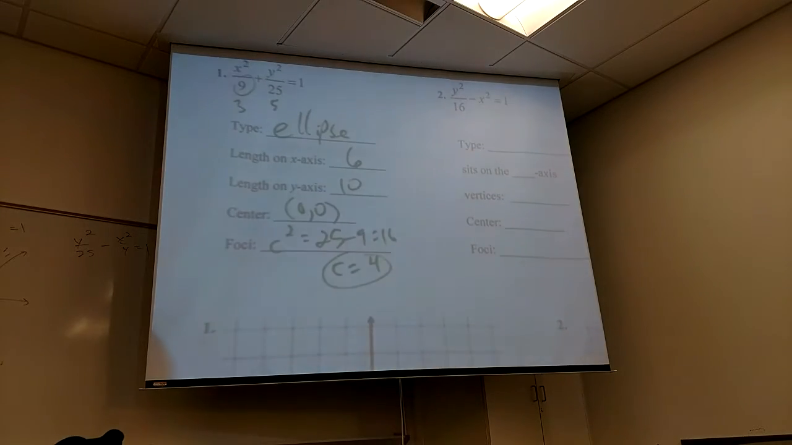So on the x-axis, I'm going to go up and down 3. On the y-axis, I'm going to go up and down 5. So I can pretty much draw my poor little ellipse. I'm so sorry, ellipse. So there's that.